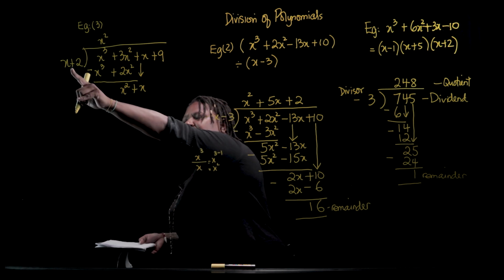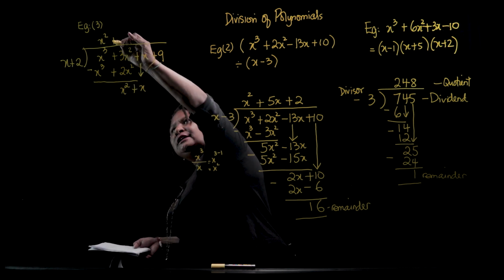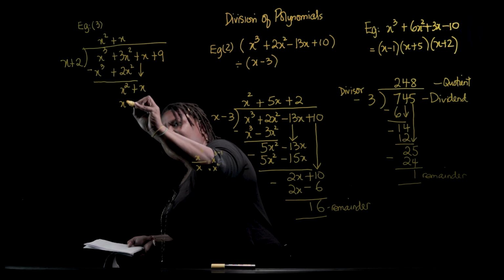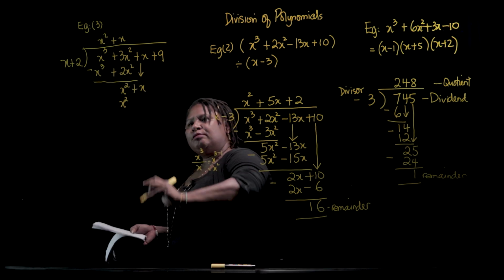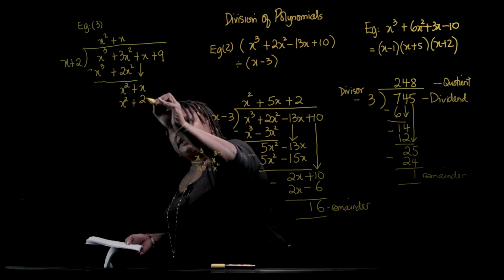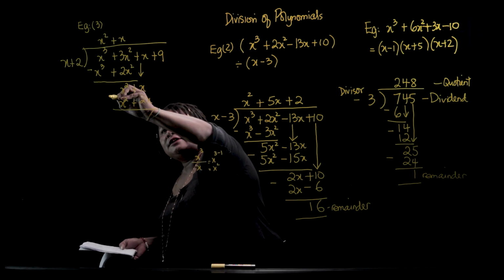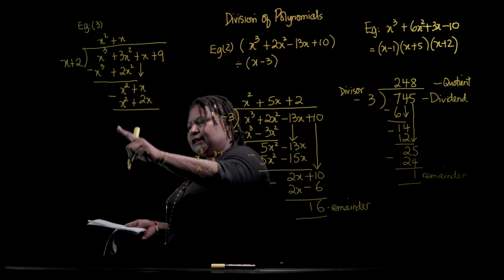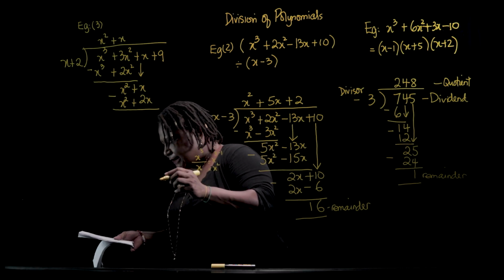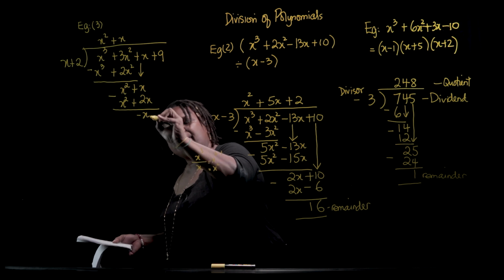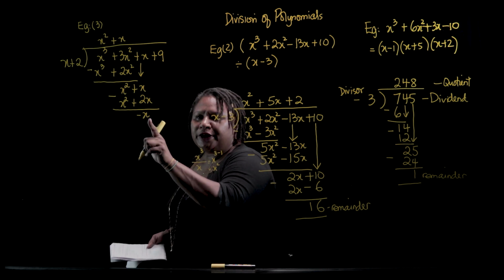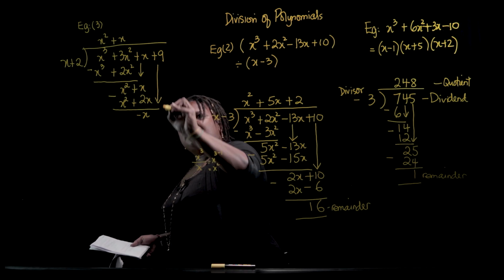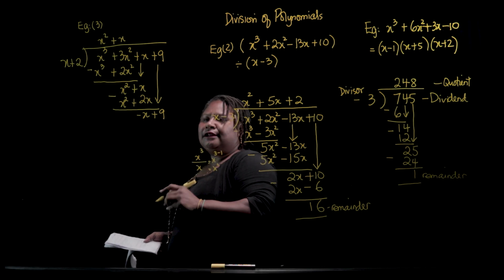Okay? X squared divided by x will give us plus x. All right? X times x is x squared. And x times positive 2 will give us 2x. Okay? Again, we subtract. X squared minus x squared will cancel out. And x minus 2x will give us negative x. Okay? Again, we cannot divide negative x by this binomial here, so we have to bring down the term at the end plus 9. All right?